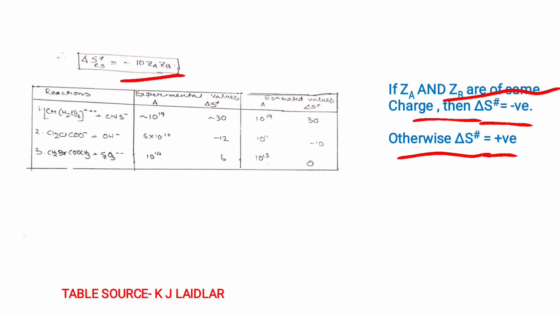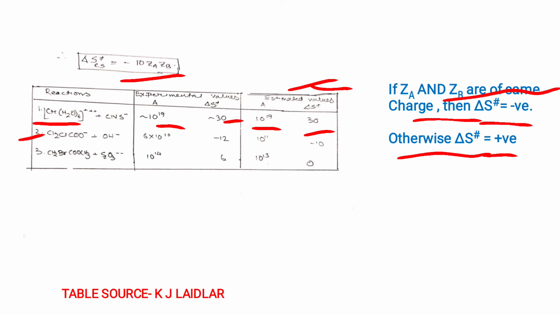Now take an example, the reaction between the coordination compound CrH26 plus plus and CNS minus. Experimental A and delta S dash, and this is the estimated, this is theoretical and this is experimental. For theoretical and experimental, we can see that it is 10 to the power 19 and 30, and almost they are equal here. So we will go to the next example.